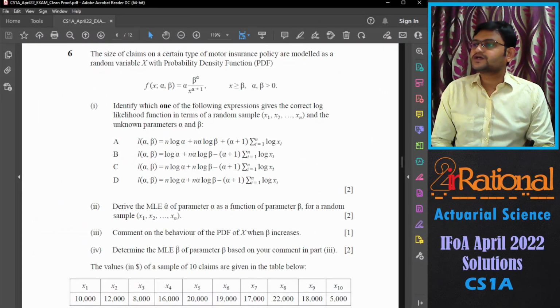Question number 6. The size of claims on a certain type of motor insurance policy are modeled as a random variable x with the probability density function given to us. First, identify which one of the following expressions gives the correct log likelihood function in terms of the random sample x1 to xn and the unknown parameters alpha and beta. In the second part, they are saying derive the MLE alpha hat of the parameter alpha as a function of the parameter beta for the random sample x1 to xn.